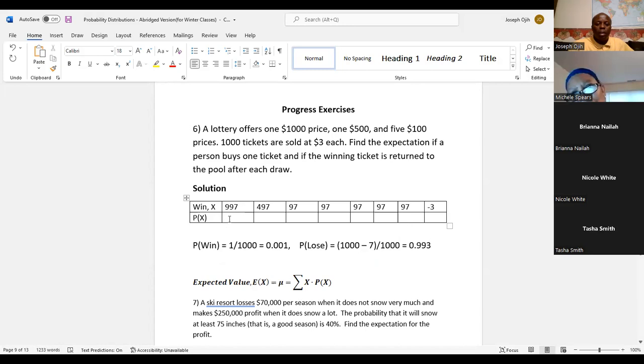So now we put all this in the table here. For this, the chance to win 997 is 0.001. The chance to win 497, actually this is to win 500. But remember, they give you a check of 500, but your actual win is 497, since nobody will return your $3 back. So 0.001. To win 97, for all the wins, the probability is 0.001, because for winning, that is what it is. So you have it for all of them, 0.001.